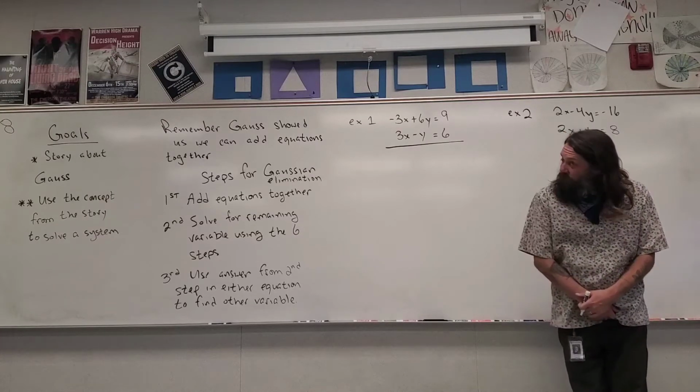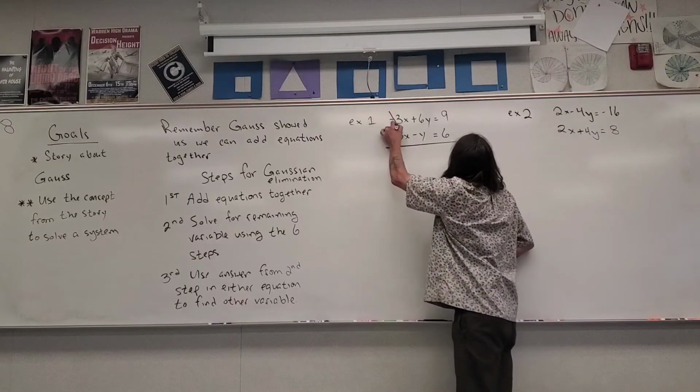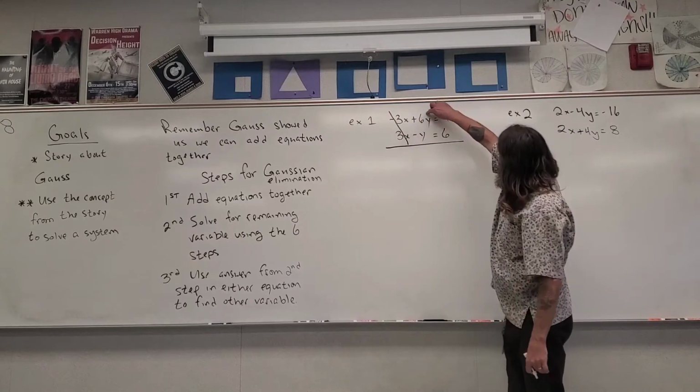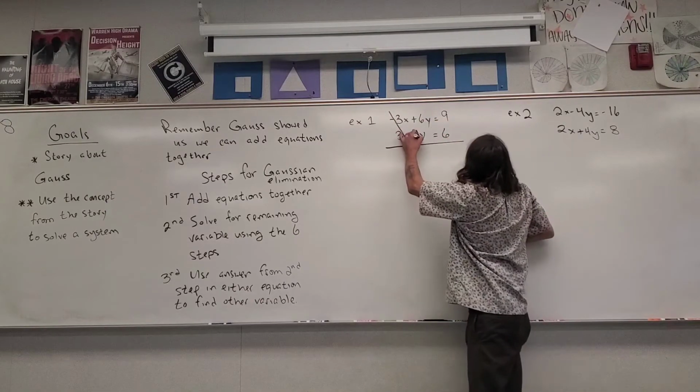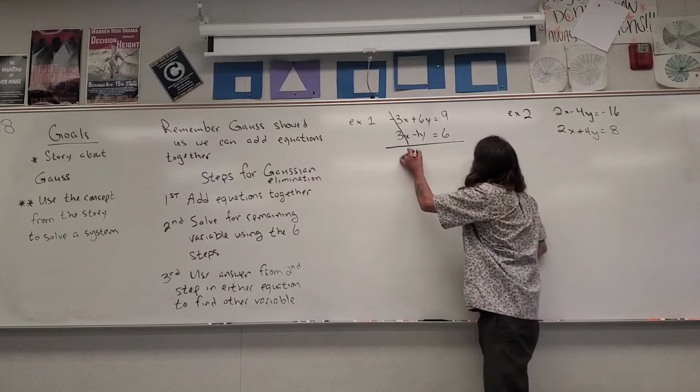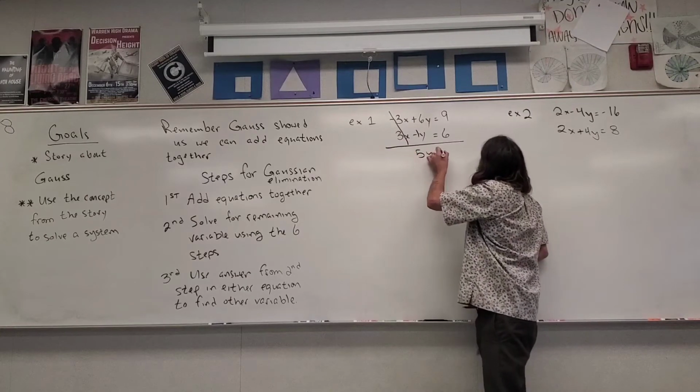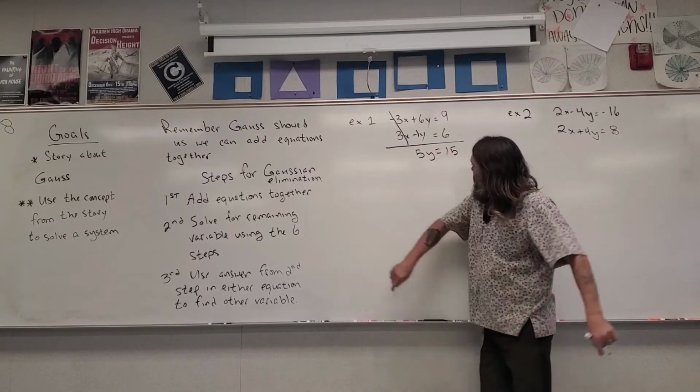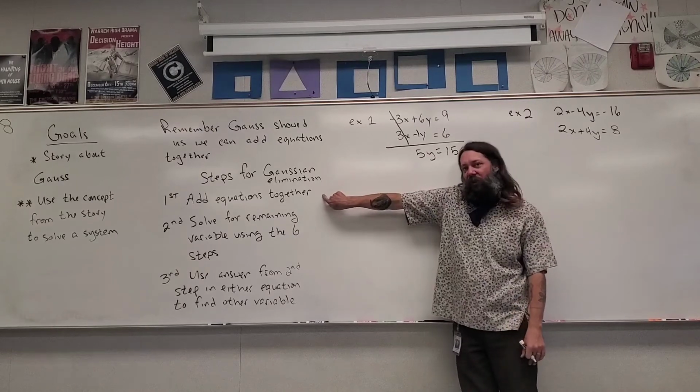When I add these equations together, my x values cancel, and if I have 6, I owe you 1. Remember, this is minus 1. If I have 6, I owe you 1, I still have 5. So I get 5y is equal to 15. I did step 1. I added equations together.